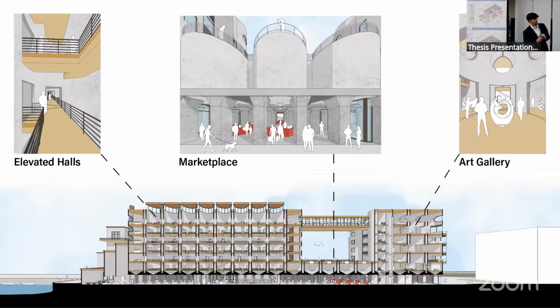Some vignettes that kind of match the experience of these places and the unique elements of each part of the building, different languages in each part of the building. You have these elevated halls in the area of the residential building. The marketplace is on the ground, essentially guiding people underneath of the building towards the waterfront. And then you have these high double height spaces in the community area to provide opportunity for exhibitions in the art gallery, as well as a more dramatic library.